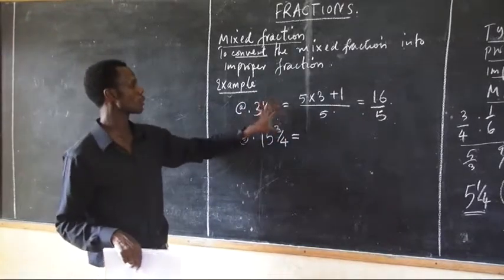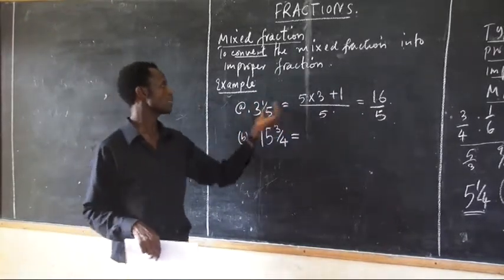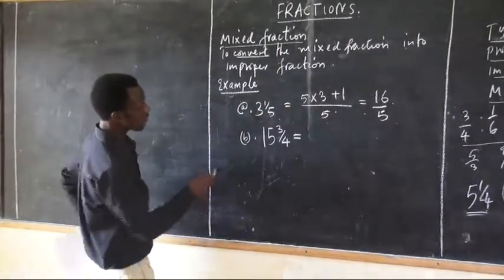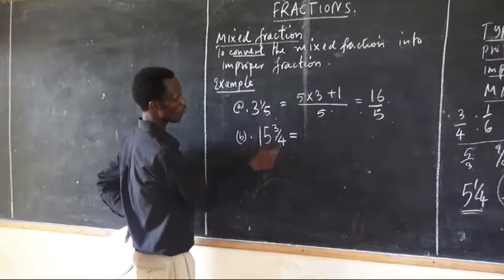Therefore, this is how we can convert this mixed fraction into an improper fraction. The other example, we have 15 and 3 over 4.